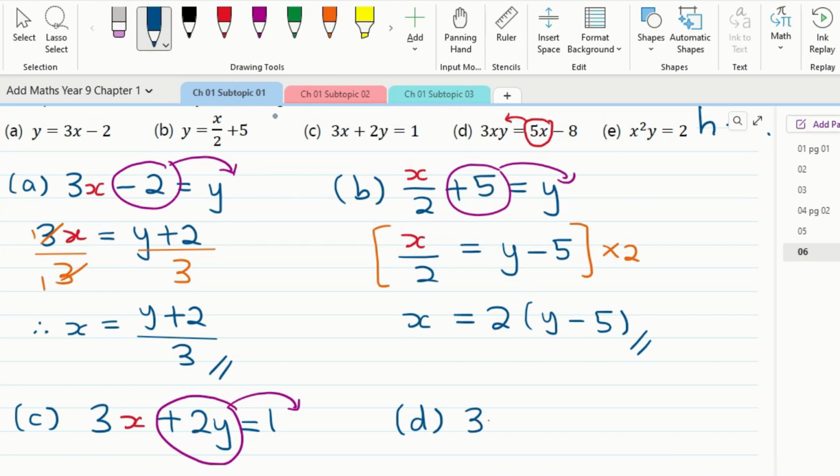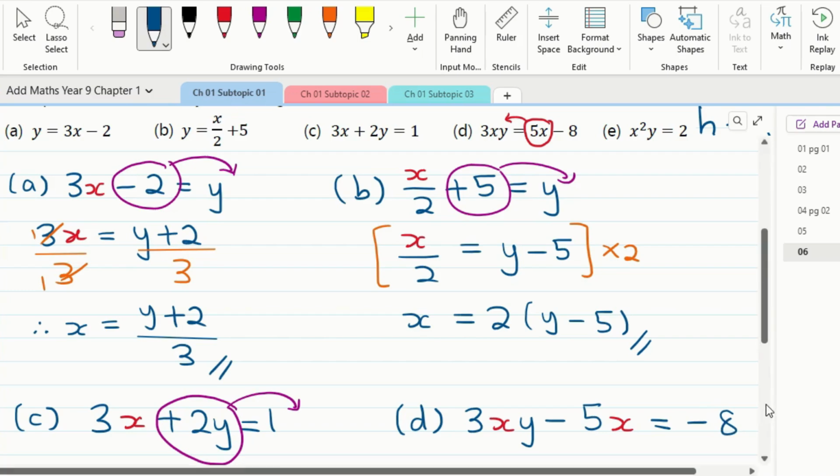So you have 3xy, and the sign is going to be minus or plus. So here it's going to be minus x. Right? 3xy minus 5x equals to the right hand side, the number that is left is negative 3.